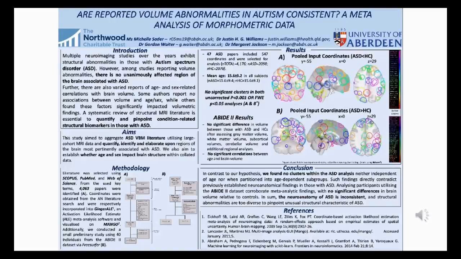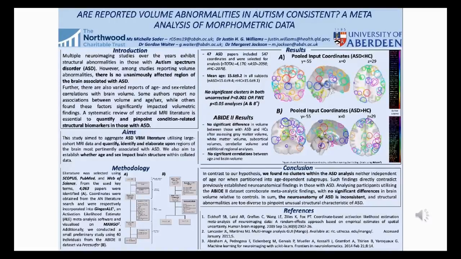findings. With extensive availability of structural imaging studies in those with ASD, we consider it pertinent to answer the question for ourselves and evaluate literature to establish condition-related biomarkers associated with autism. For this study, we decided to conduct a quantitative meta-analysis on studies conducting case-control voxel-based morphometry analyses.